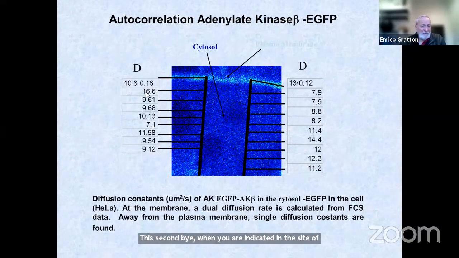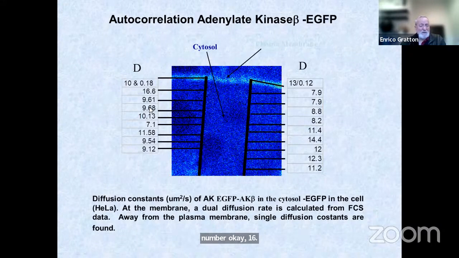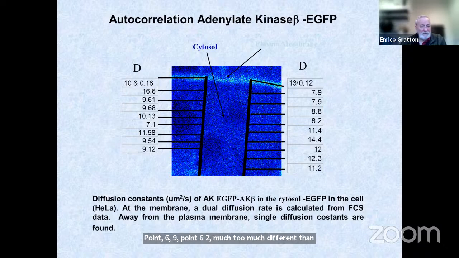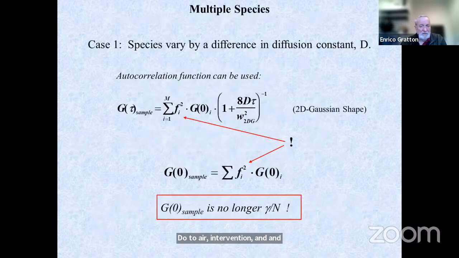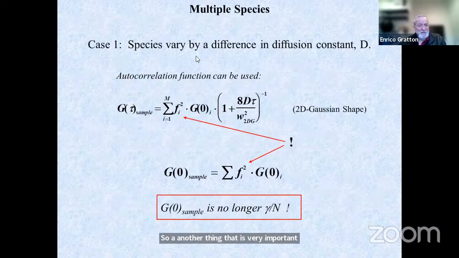But those numbers, 16.6, 9.62, are much, much different than they would be due to error in the measurement. And actually, we will figure out what they are doing. So another thing that is very important is that the species vary by the difference in diffusion constant. Okay, by different diffusion constant.